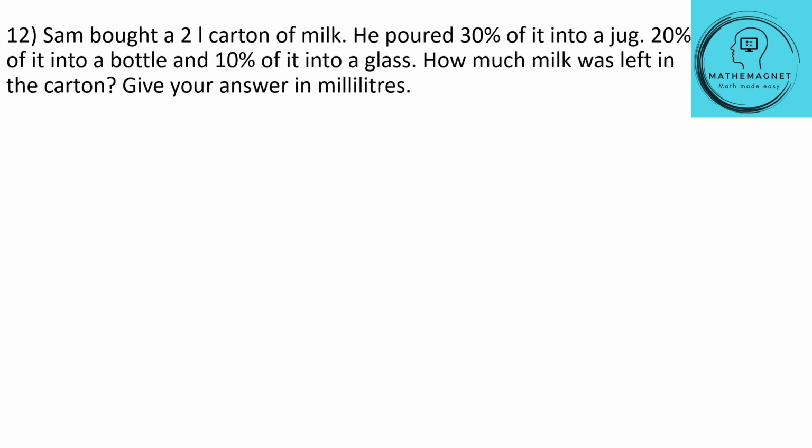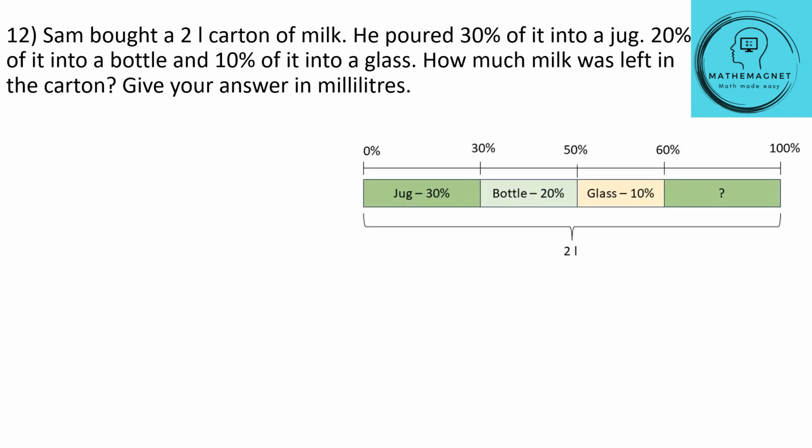Question number 12. Sam bought a 2-liter carton of milk. He poured 30% of it into a jug, 20% of it into a bottle and 10% of it into a glass. How much milk was left in the carton? Give your answers in milliliters. So over here he has bought a 2 liter carton of milk, and 30% is poured into a jug, 20% into a bottle and 10% of it into a glass. So let's see how we go about it with the bar model.